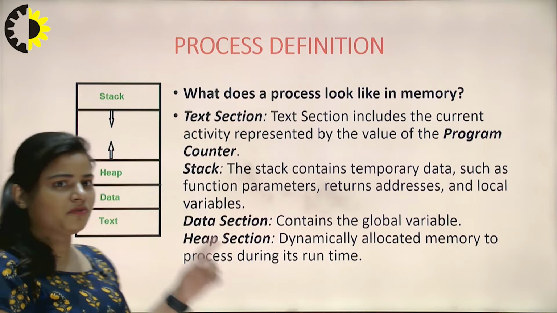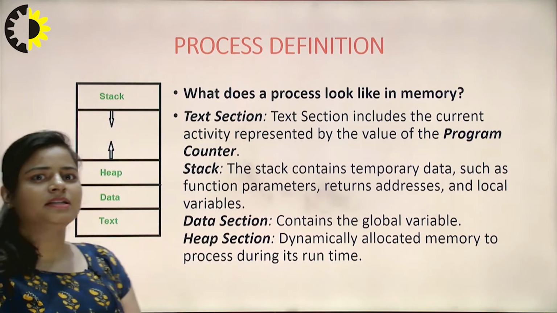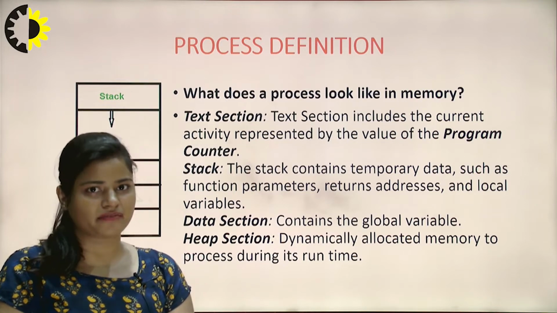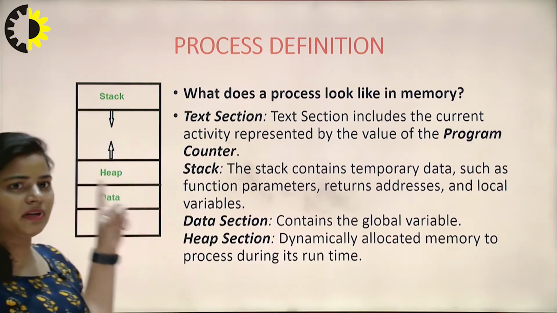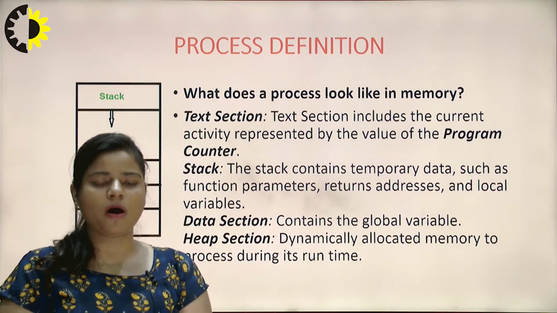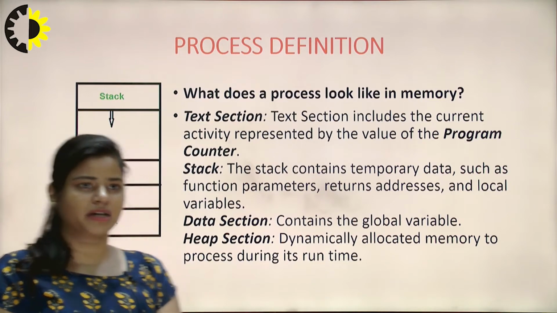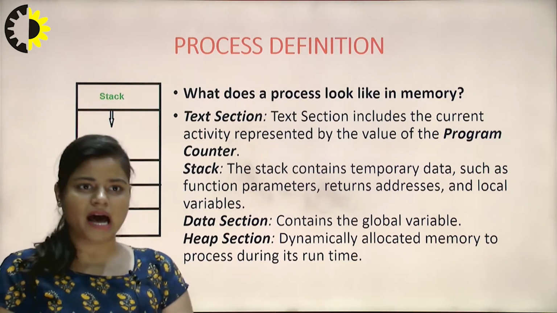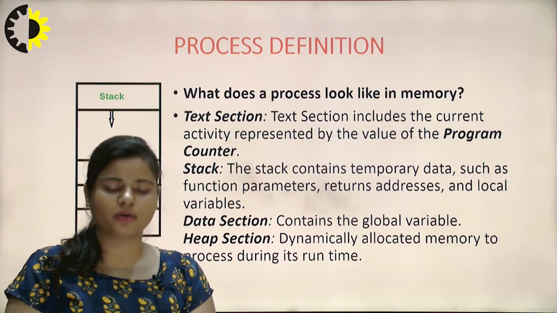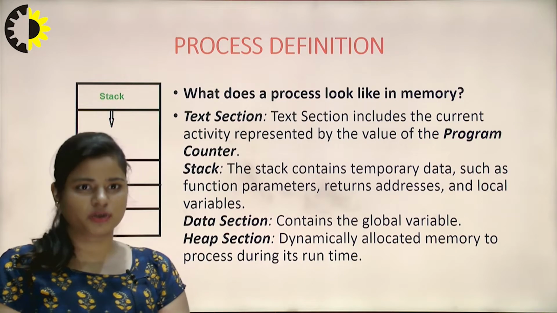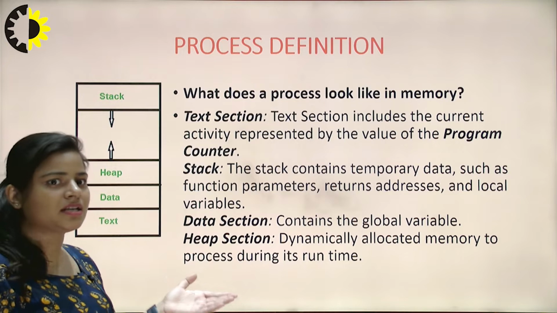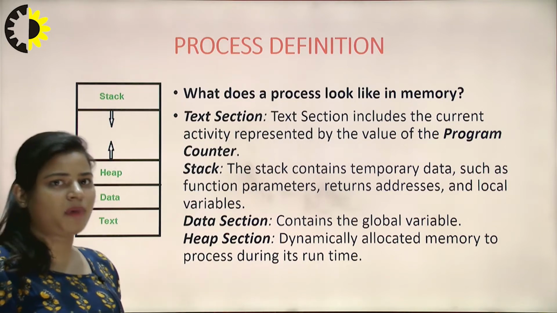Next we will move towards the stack. The stack contains temporary data such as function parameters, return address, and local variables. Next we will learn about the data section. The data section contains the global variables. All the global variables of a process come under the data section. And in the last, we will learn about the heap section. The heap section is dynamically allocated memory to a process during its runtime. So this is the basic structure of a process when it resides inside memory.